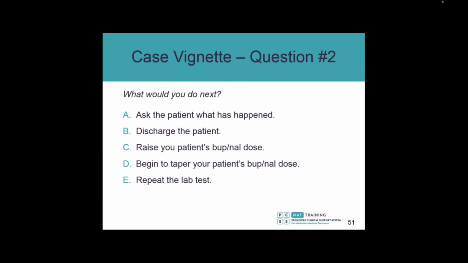So we have this positive for opioids and for buprenorphine. What do we do next? A, we can ask the patient what happened. B, discharge the patient. C, raise your patient's bup-nal dose. D, begin to taper your patient's bup-nal dose. And E, repeat the lab test.